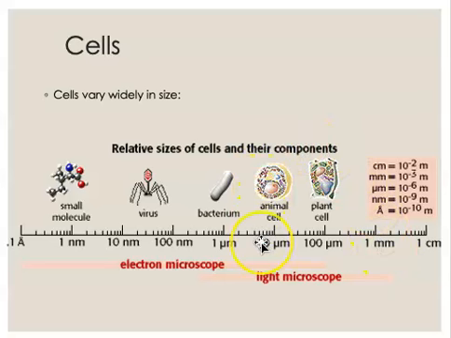So animal cells tend to range in the tens of micrometers in size. So 10, 20, 30 micrometers approximately, depending on the type of cell. When you compare that to plant cells, again, on average, are larger. Plant cells tend to be about 10 times larger than animal cells. That's what these numbers are telling us.